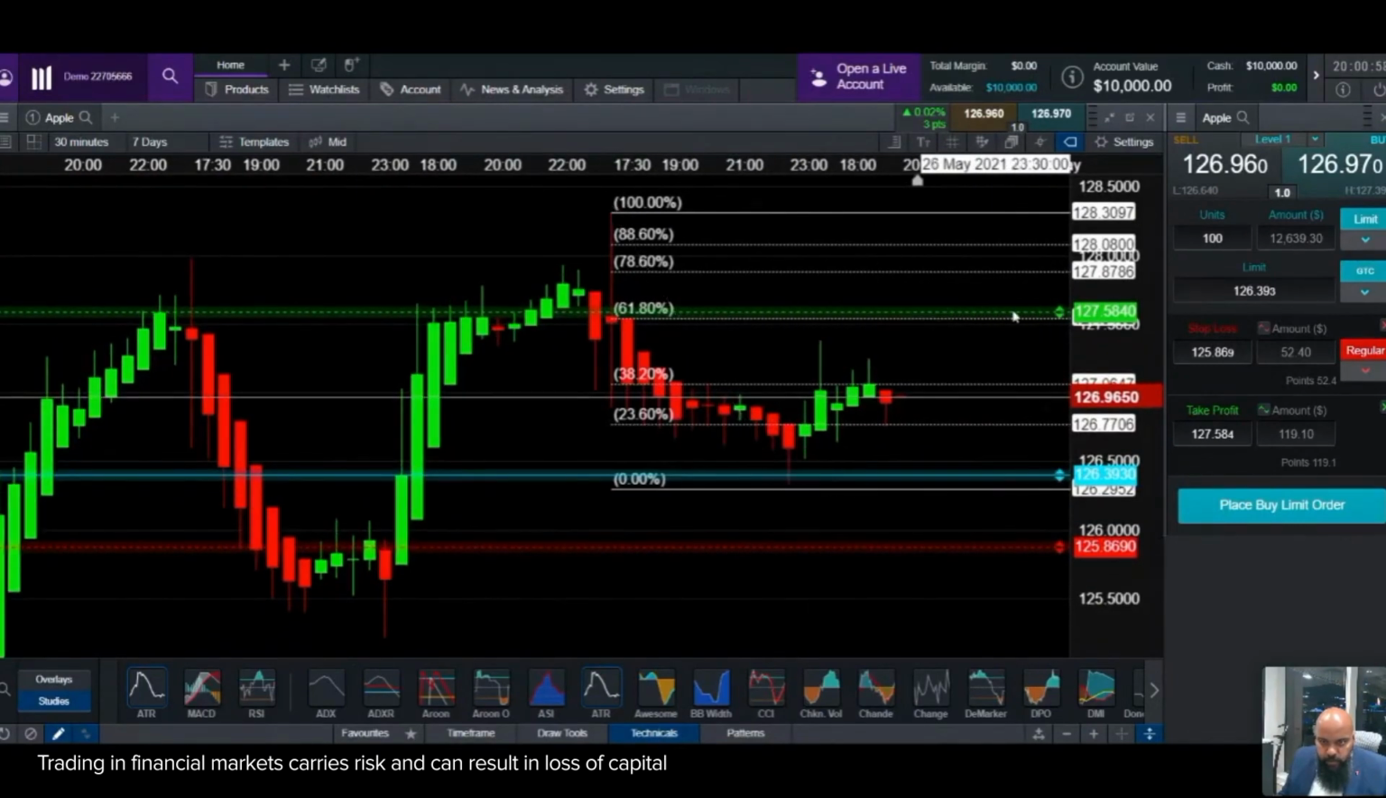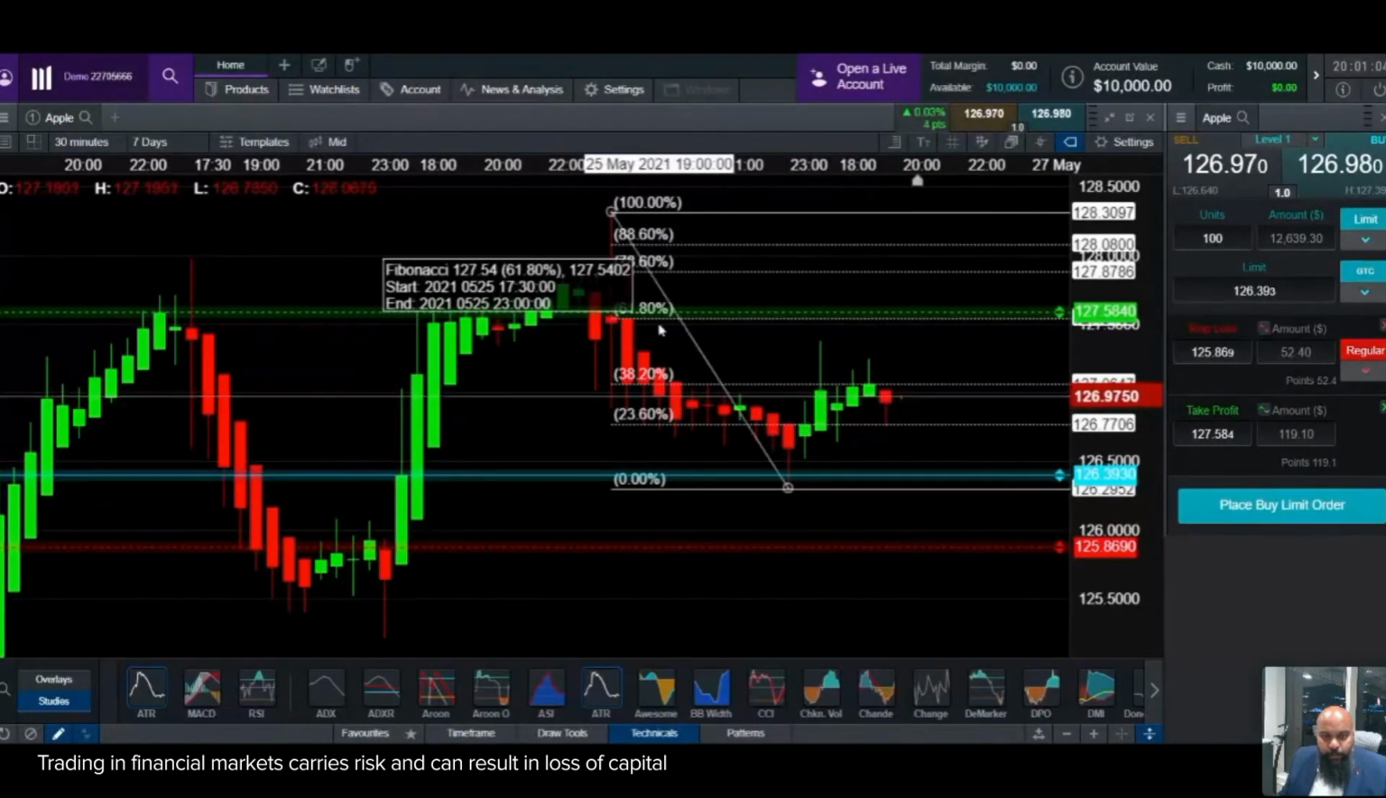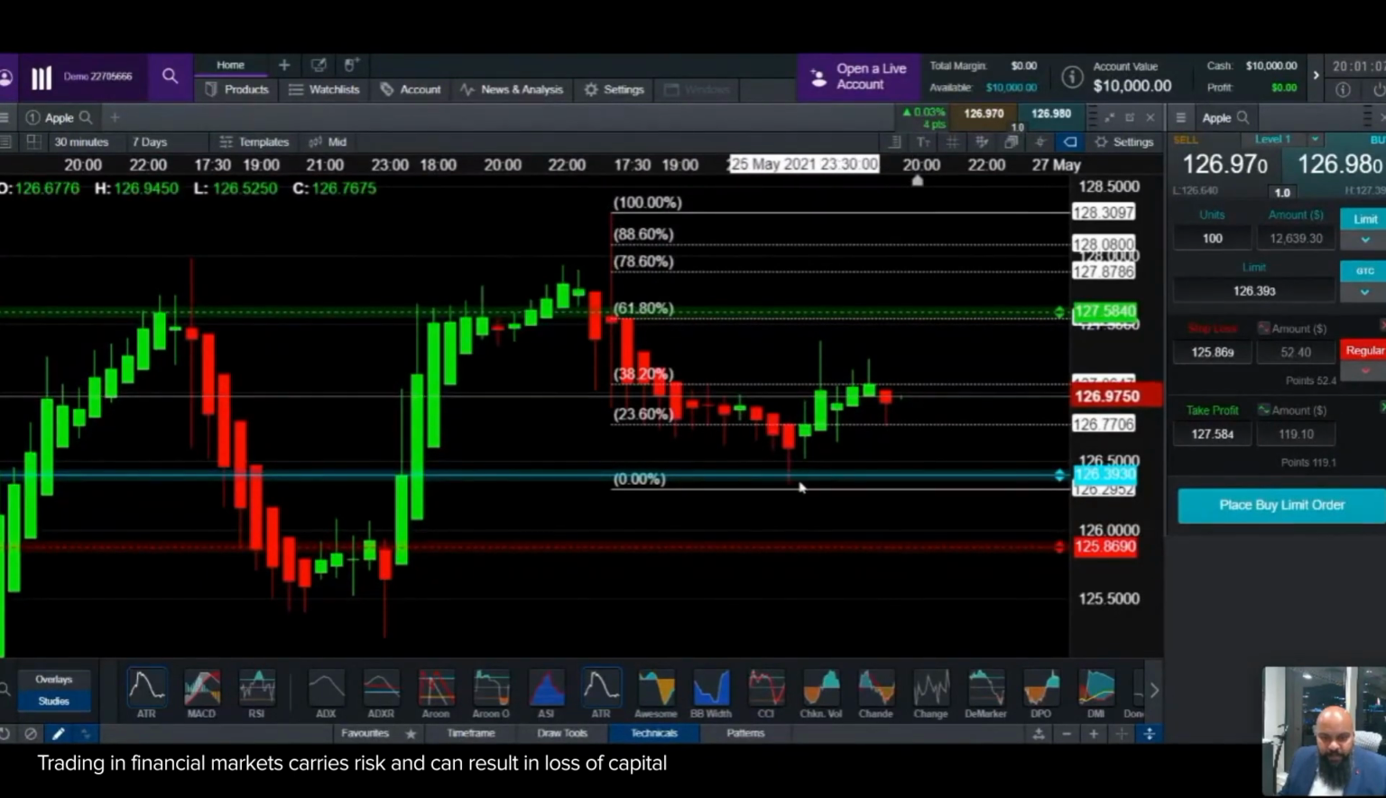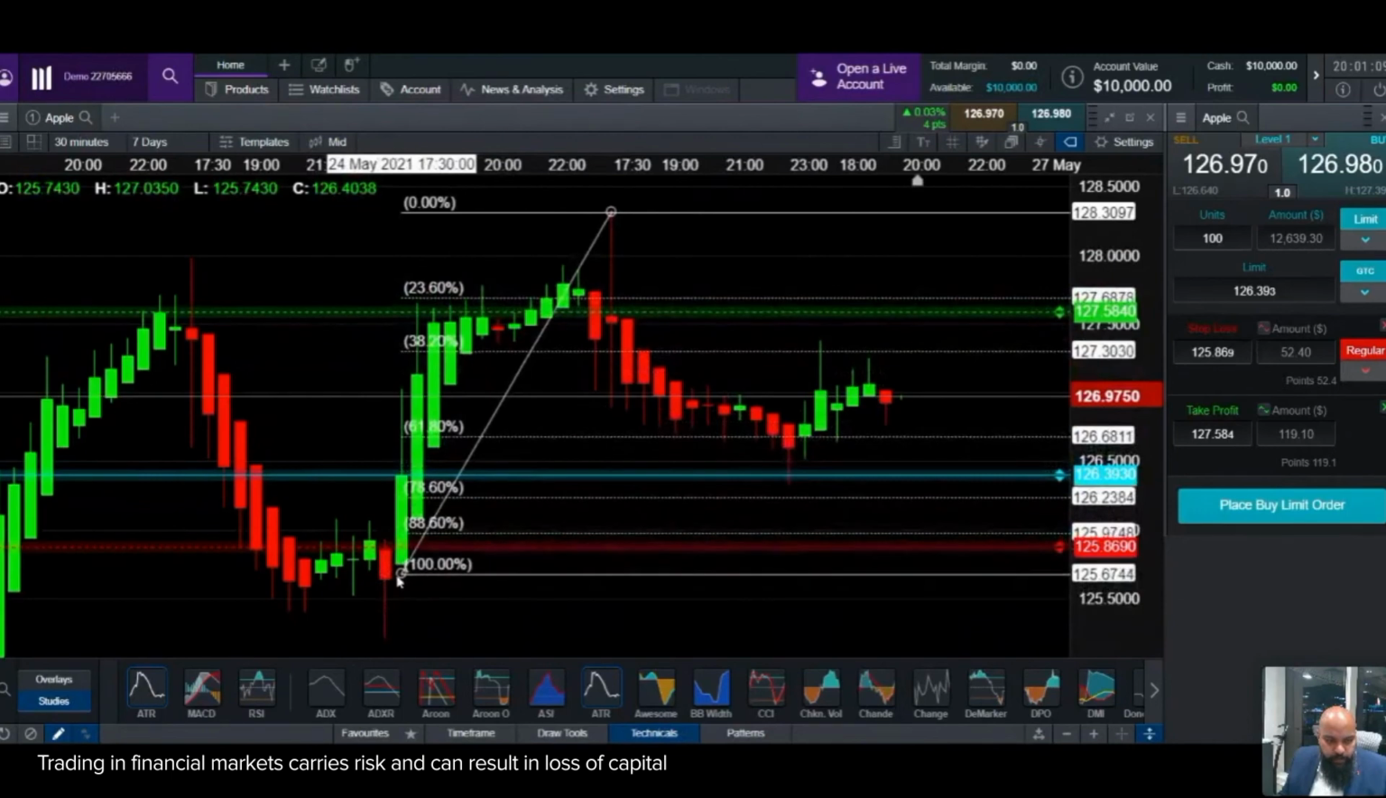Okay. So now I'm measuring the drop. I'm not measuring bottom to top. I'm measuring top to bottom. And you see it comes to 61.8. Okay. So that is how you measure your stop loss and take profit.